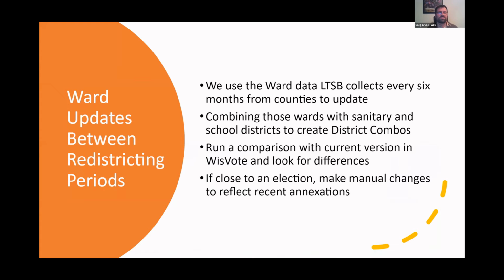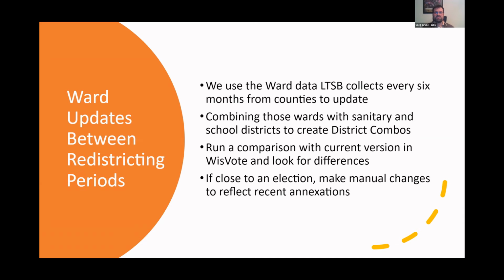So then I wanted to talk a little bit about what happens after redistricting, because that's really where we come into play. Redistricting, for the most part, is out of our hands at the Elections Commission. We're implementing what gets passed by the legislature. But the ward updates between the redistricting periods is where a lot of the work comes in. Every 6 months, according to statute, the counties have to submit data to the state in order to handle the annexations that happen. So we have to update our maps before every election to make those changes.